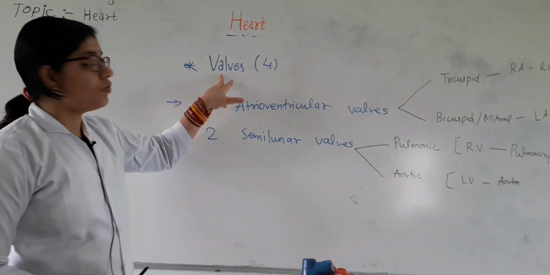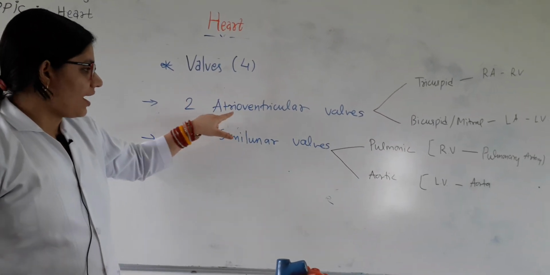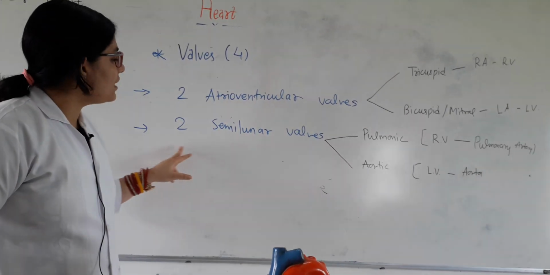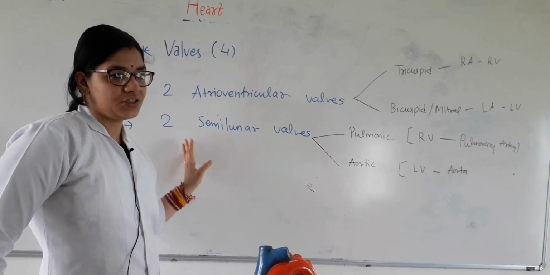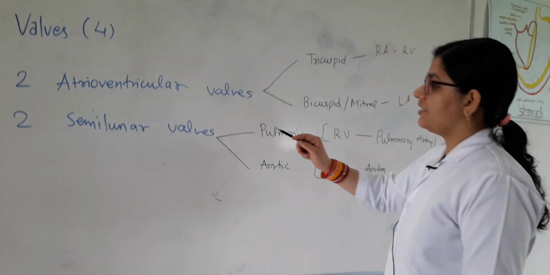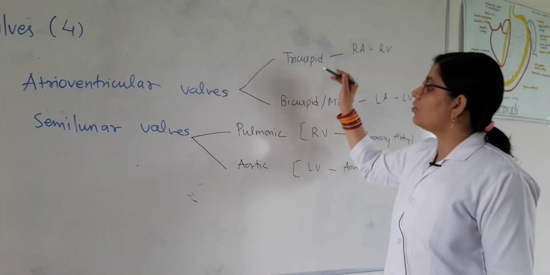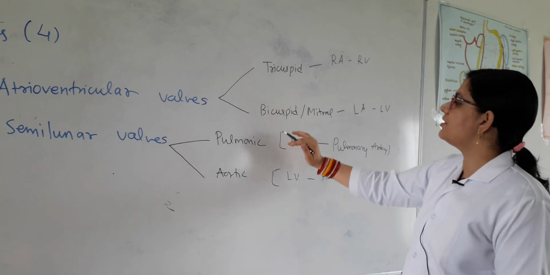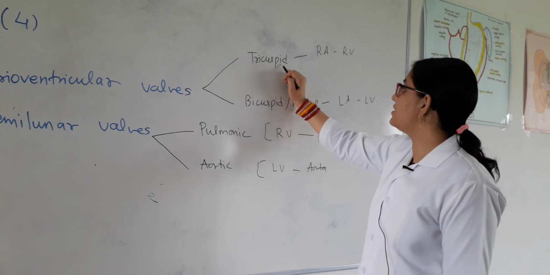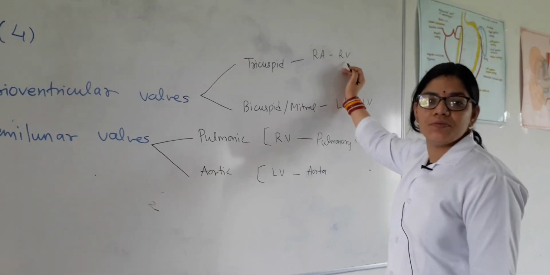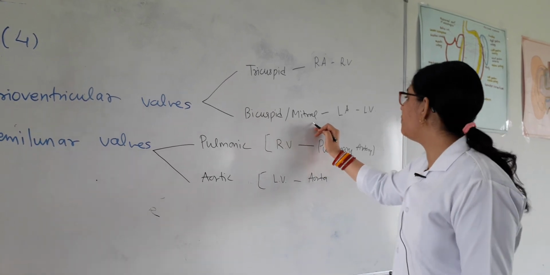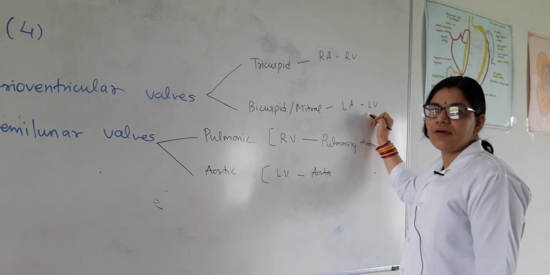So there are 4 valves present in the heart. 2 are atrioventricular valves, which are present between the atria and the ventricles, and 2 are semilunar valves, which are present between one of the chambers and another artery or blood vessel. Now in the 2 atrioventricular valves, one is tricuspid and another is bicuspid. Because there are 3 cusps, that's why it is known as the tricuspid. It is present between the right atrium and the right ventricle. Next is the bicuspid, also known as the mitral valve. It is present between the left atrium and the left ventricle.